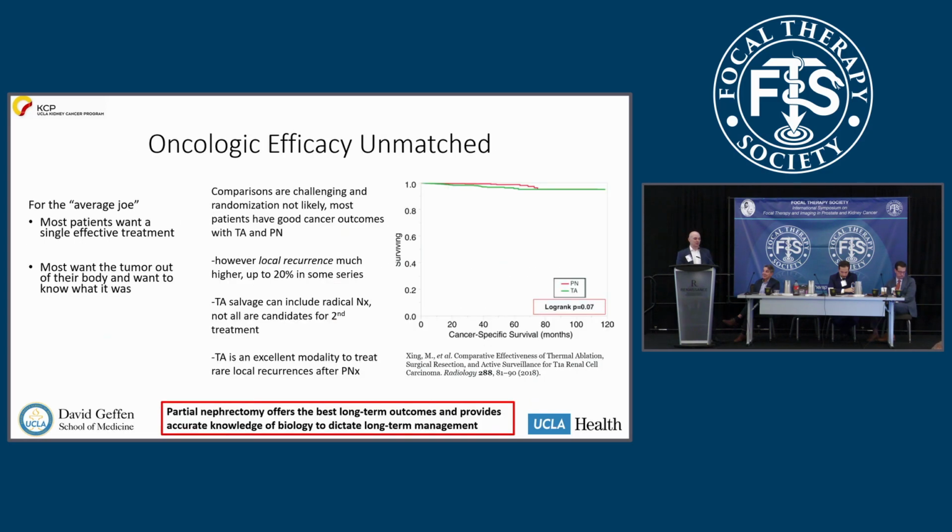Finally, oncological efficacy. This is unmatched. We try to compare patients, we try to do propensity scores. These are different patients. It's going to be very, very hard to show a randomized trial that one is better than the other. But you cannot argue that local recurrence is much higher with an ablation. Salvage is sometimes challenging because you can't always retreat. And patients sometimes want to know what was in their body, and you don't know that with the biopsy.